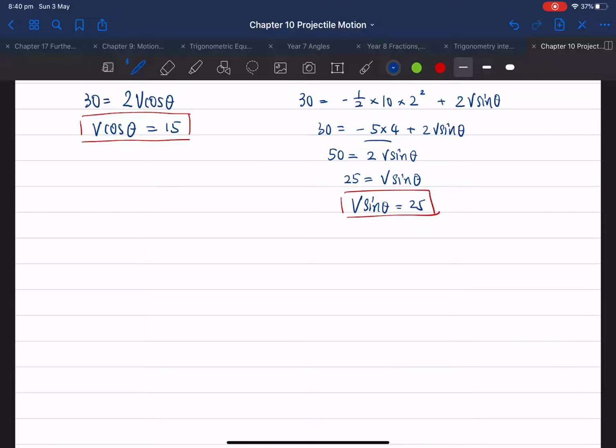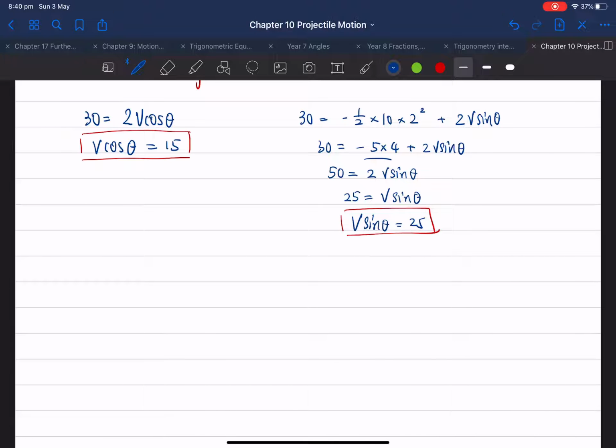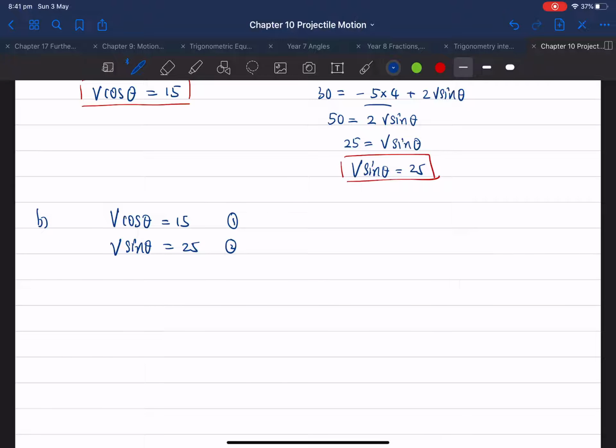So how do we find the initial velocity and angle? We have these two equations. From these two equations, we can form a simultaneous equation. V cos theta equals 15, and V sine theta equals 25. Equation 1, equation 2. A couple of ways you can do that. What we can do is use equation 2 divided by equation 1. So if we divide that, we'll get tangent theta is equal to 25 over 15. And 25 over 15, after you simplify it, should be 5 over 3. I don't know why I'm using a calculator to do that, but theta is equal to arctan 5 over 3.